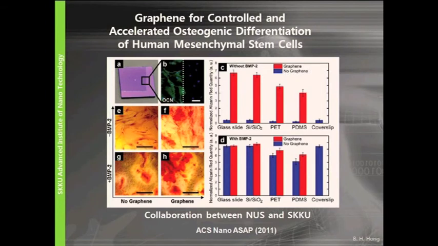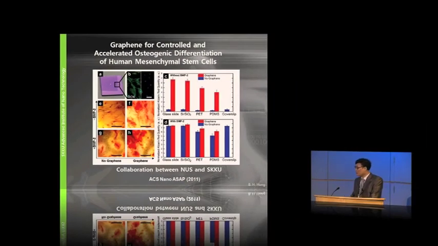Actually, graphene can initiate the differentiation of human stem cells to bone cells without any inducers. So I think this kind of bio application is very promising in the future. After you grow stem cells on top of this film, just imagine that you can transfer them into your body for reconstruction of your bone or neuron cells. Actually, we don't know the safety problem of graphene yet, but I think we need to focus more on this bio application in the future.